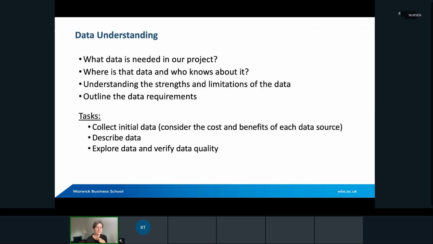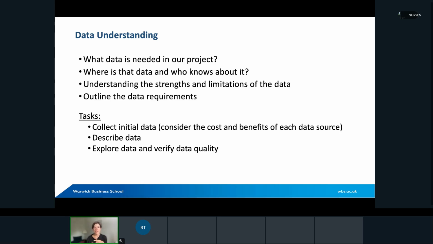So this next step is data understanding. Every step of a data mining project depends on having the right data, right? We said that we are trying to understand the patterns in our data set, and we need to make sure we have the right data for the project.